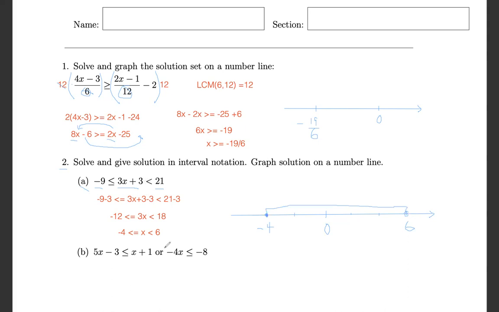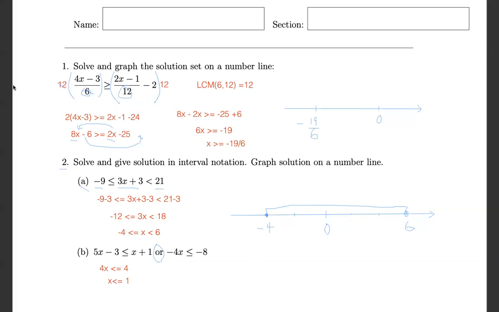So this is AND, and the next one, B, is OR. Let's solve each one. Let's solve for the first one. I have minus x on both sides, so 5x minus x, I get 4x less than or equal to 1 plus 3, that's 4. So I moved x to the left-hand side, and simultaneously I moved negative 3 to the right-hand side. Now I divide by 4. So x is less than or equal to 1. That's the first inequality.